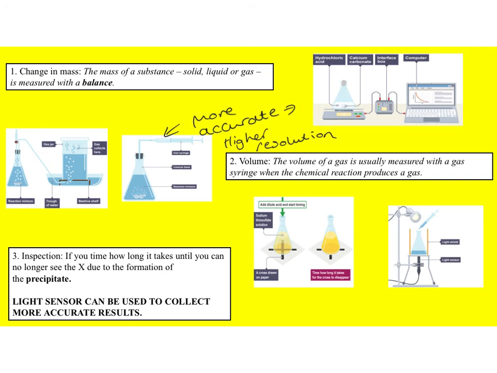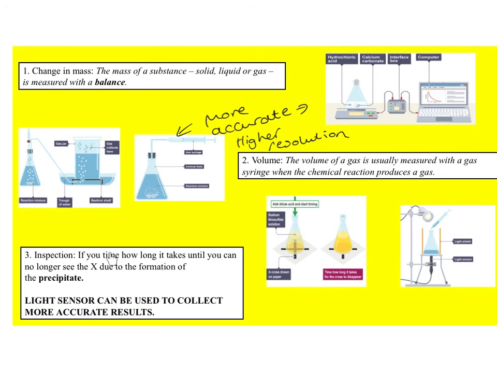And then finally, we can do something called inspection. So inspection is just timing how long it takes so you can no longer see the X forming. We can sometimes use light and a light sensor, so we can add our solution together and then our light sensor will sense when the light can no longer pass through the solution because it's changed colour. Again, that's looking at more accurate results.